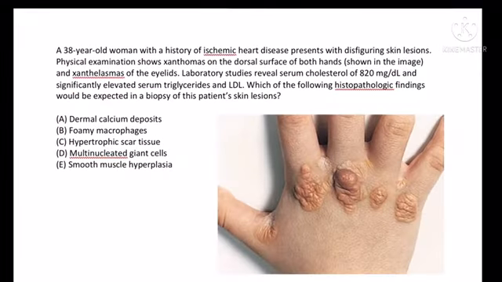A 38-year-old woman with a history of ischemic heart disease presents with disfiguring skin lesions. Physical examination shows xanthomas on the dorsal surface of both hands and xanthelasmas of the eyelids. Laboratory study reveals serum cholesterol of 820, highly elevated, and significantly elevated serum triglyceride and LDL. Which of the following histological findings could be expected in the biopsy of the patient's skin lesion? This is not a difficult question.